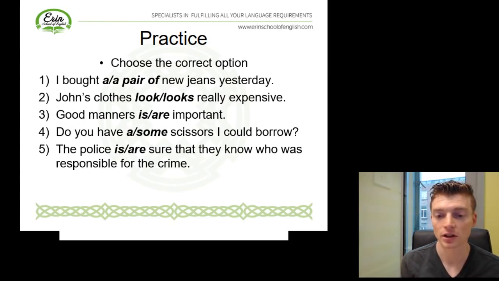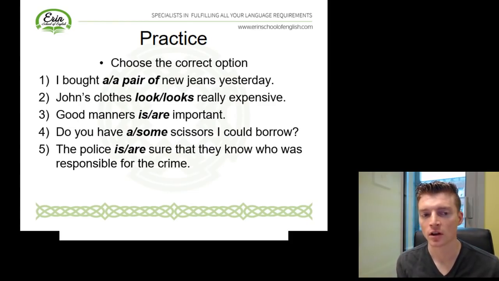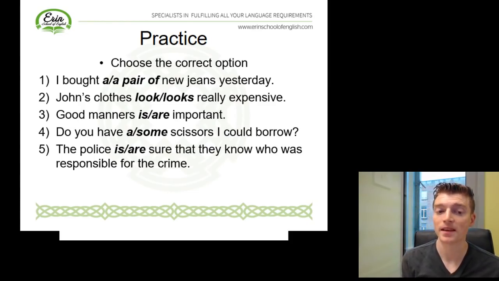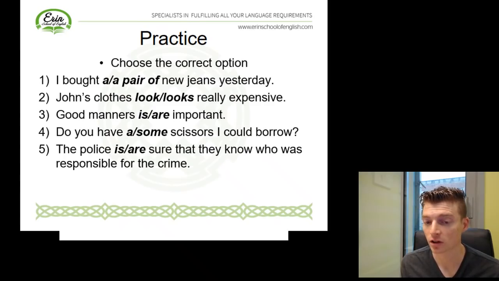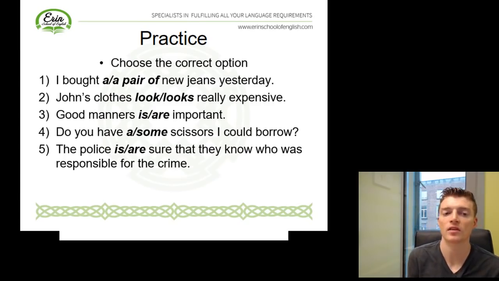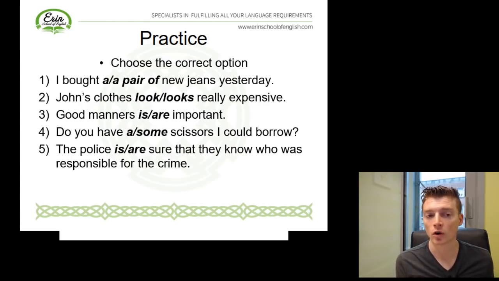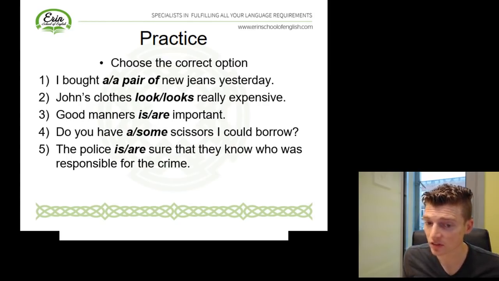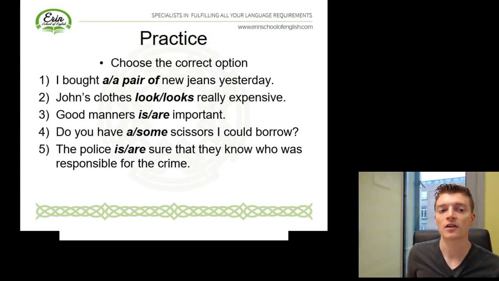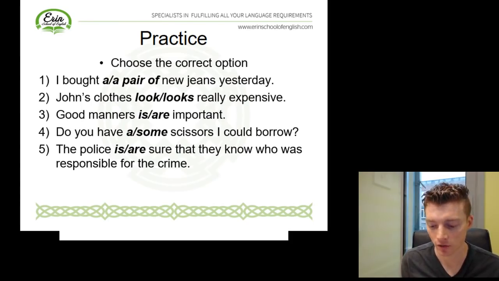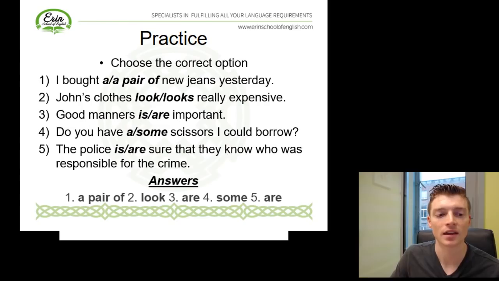Okay, let's correct together. So number 1, I bought a new jeans yesterday, or I bought a pair of new jeans yesterday. So jeans, it's an example of a plural noun. And you may remember with these nouns, there is no singular form, and we cannot use a or an. However, jeans has 2 parts, so I can use the phrase a pair of. So the correct answer here is a pair of new jeans.